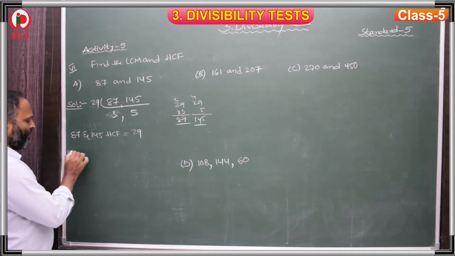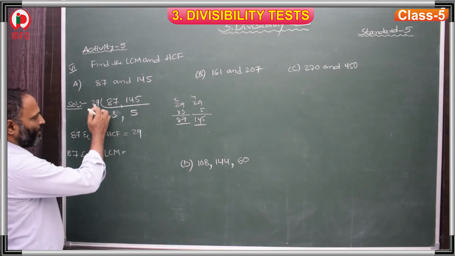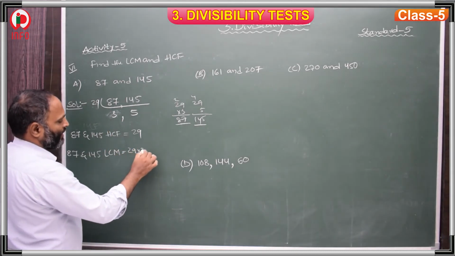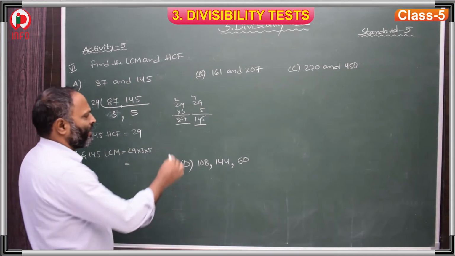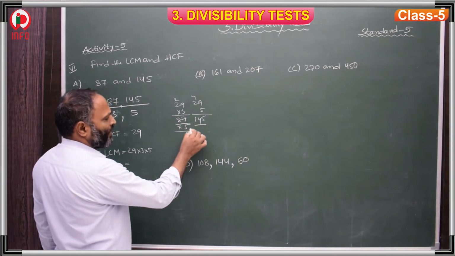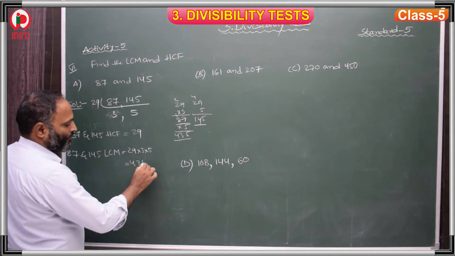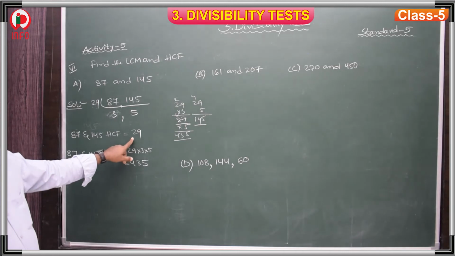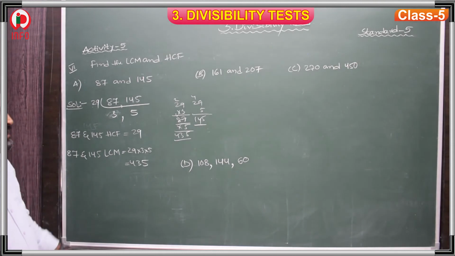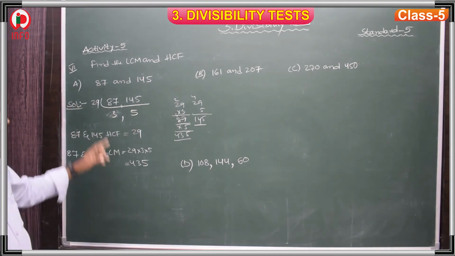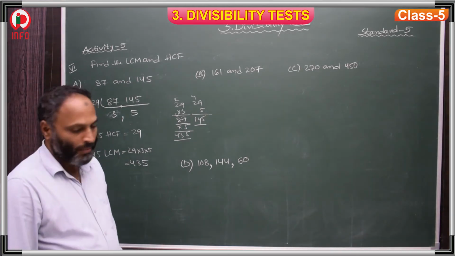Then 87 and 145 LCM. How to take LCM? We have to multiply 29 into 3 into 5. 29 threes are 87, 87 fives are: 7 fives are 35, 8 fives are 40, 435. This is our LCM, this is our HCF. HCF means the common table in which both the numbers cancel, that is our HCF. LCM means whatever factors we got, we have to multiply all. Then we get that, that is our LCM.